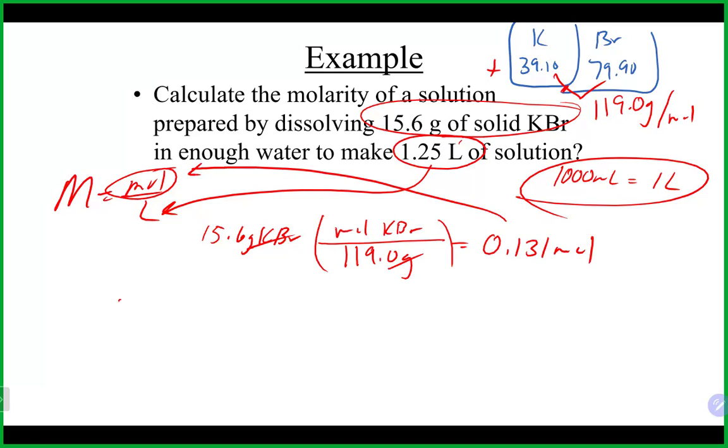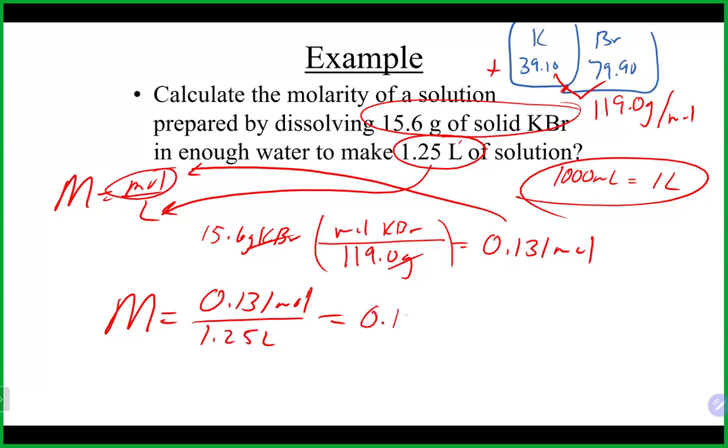So all that's left to do is plug those in, 0.131 moles per 1.25 liters, which is going to get us 0.105. Now, in terms of the units, you can leave it one of two ways. You can leave both units because they really don't cancel out, and the number would stay with the moles part. It would be per 1 liter, and you can throw the KBr in there as well.